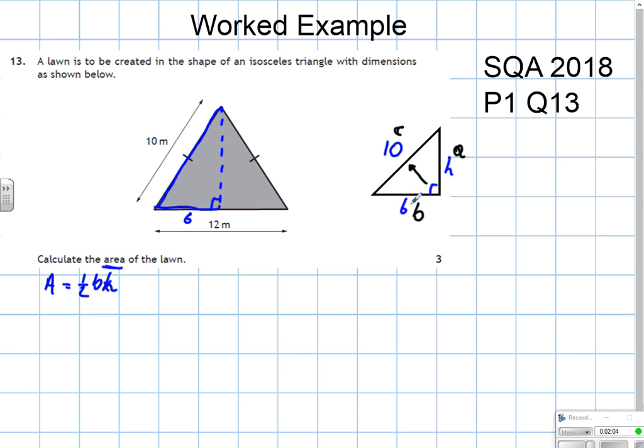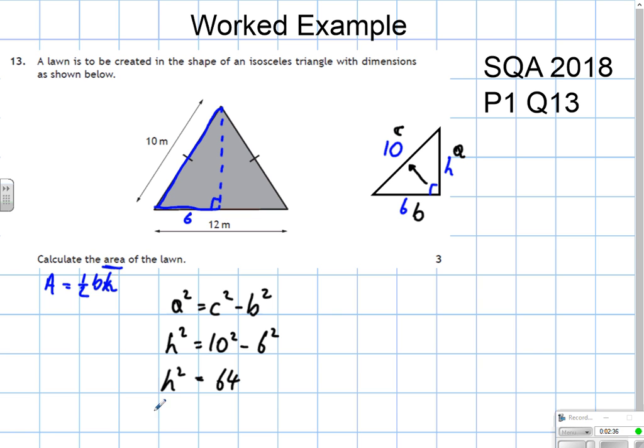So I'm going to write out Pythagoras Theorem. I'm trying to find side A, so that is A squared is equal to C squared minus B squared. Now I've done the thinking, it's just like our previous examples. I can go and find h squared is equal to 10 squared minus 6 squared. I can work that out in my head. 10 squared is 100, 6 squared is 36, 100 take away 36 is 64.